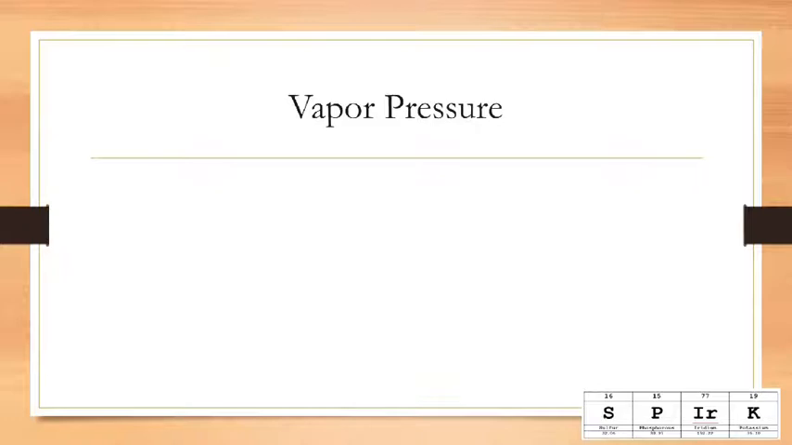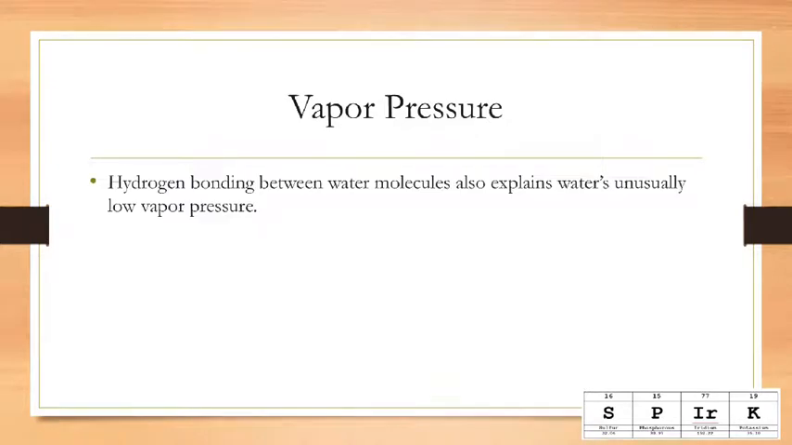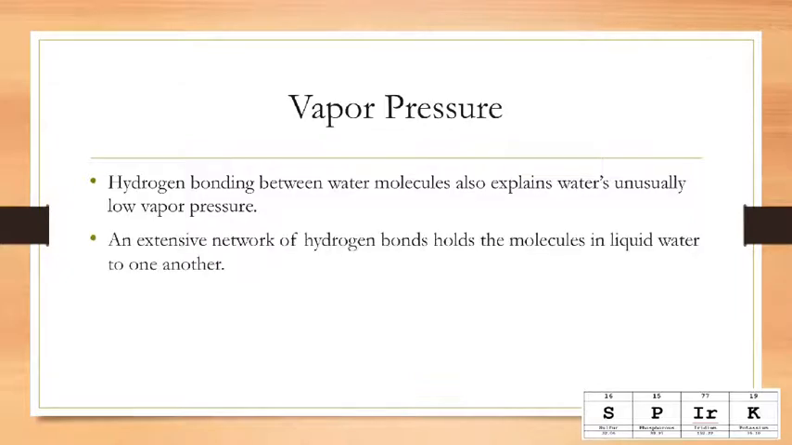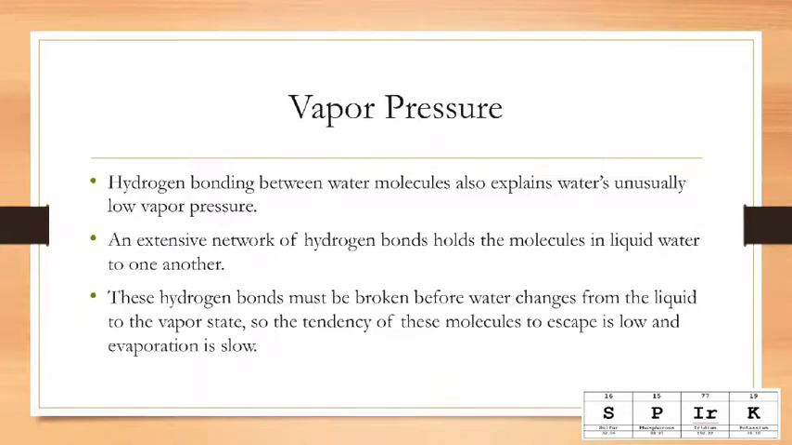So we're going to go back a chapter or two and talk about vapor pressure. And hydrogen bonding between water molecules also explains water's unusually low vapor pressure. An extensive network of hydrogen bonds holds the molecules in liquid water to one another. These hydrogen bonds must be broken before water changes from the liquid to the vapor state. So the tendency of these molecules to escape is low and evaporation is slow.